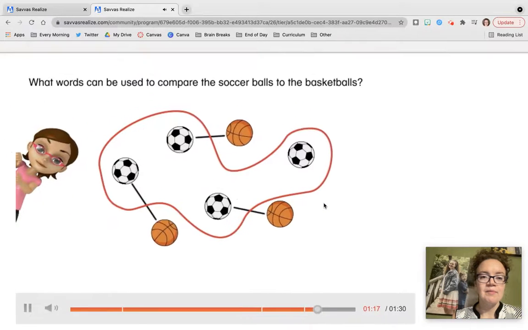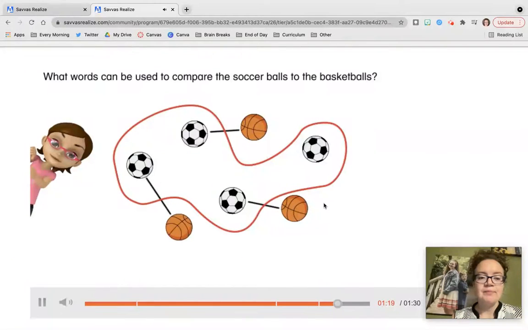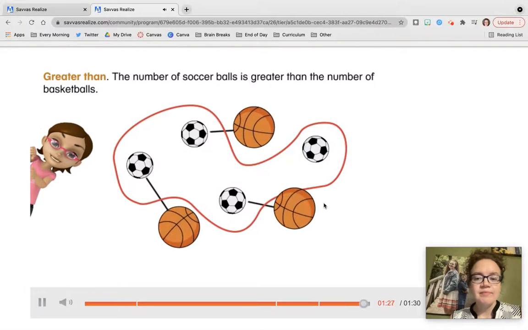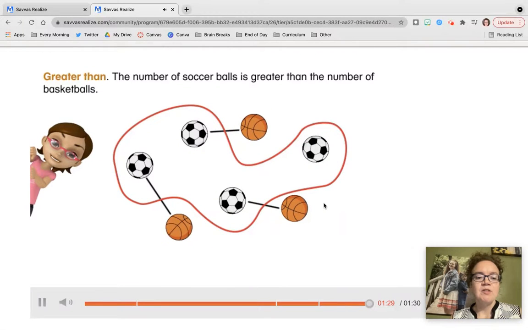What words can be used to compare the soccer balls to the basketballs? Greater than. The number of soccer balls is greater than the number of basketballs. So, mathematicians, that's the word that you're going to be using today. Greater than. Everyone say that. Greater than. Yes, greater than means when there's more. When we're comparing two things and there's more, you would say it's greater than.